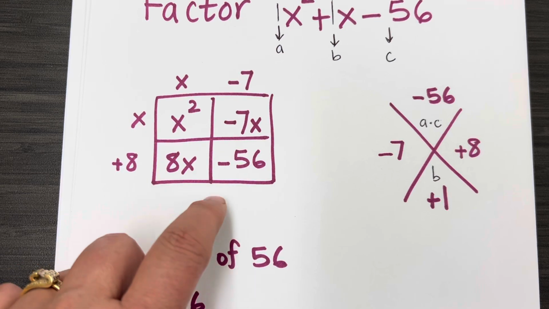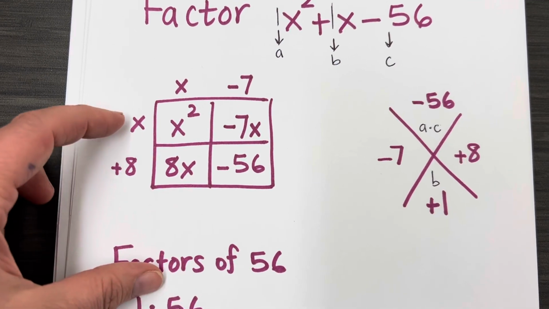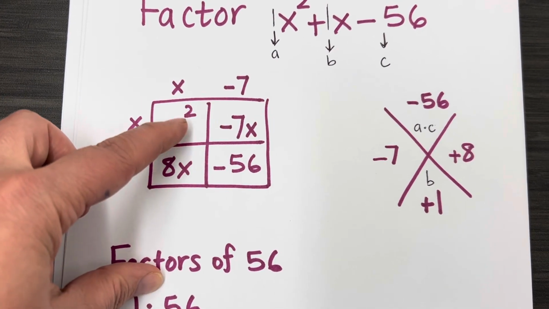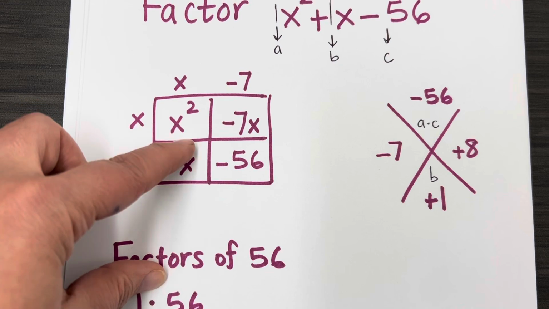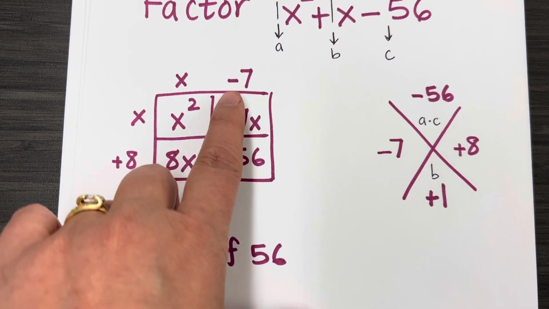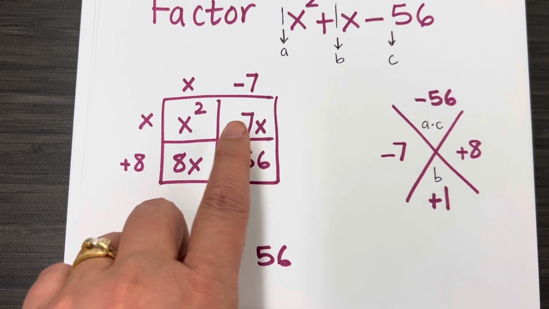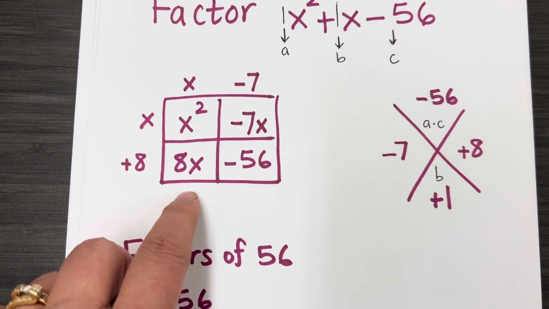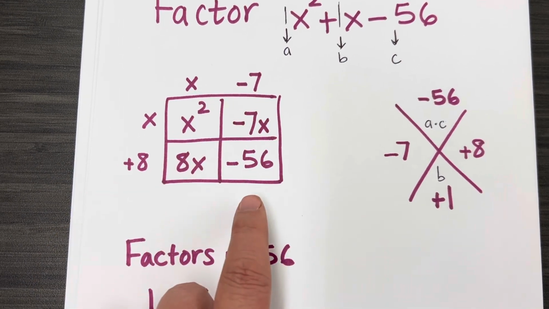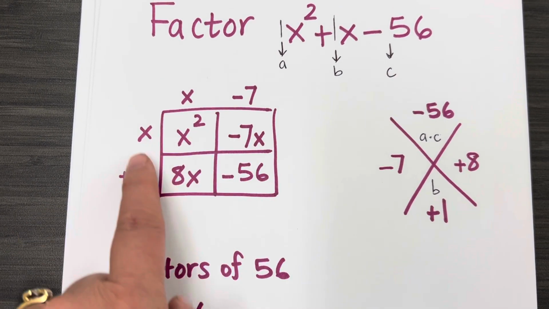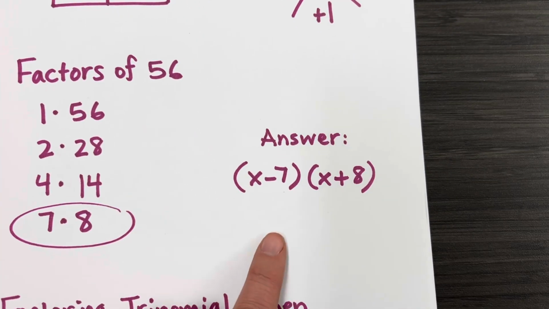Before I commit to my answer, I want to check by multiplying to see if I did this correctly. x times x is x squared. x times negative 7 is negative 7x. 8 times x is 8x, and 8 times negative 7 gives me negative 56. So everything is fine. So this is my answer.